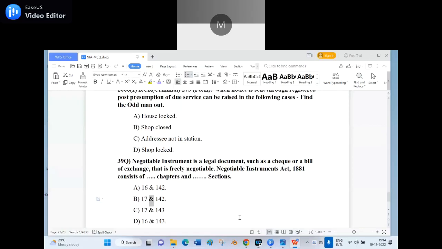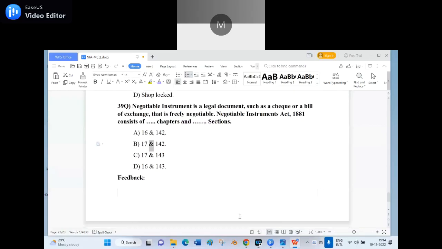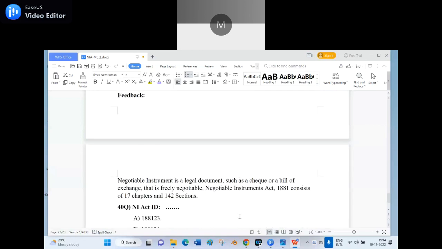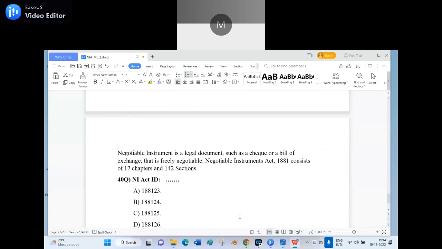Okay, now I will again show my screen. Negotiable instrument is a legal document such as a check or a bill of exchange that is freely negotiable. The Negotiable Instruments Act 1881 consists of 17 chapters and 142 sections. Okay, now you tell me the 40th question. The Negotiable Instruments Act ID is: A, 1881-23; B, 1881-24; C, 1881-25; D, 1881-26.